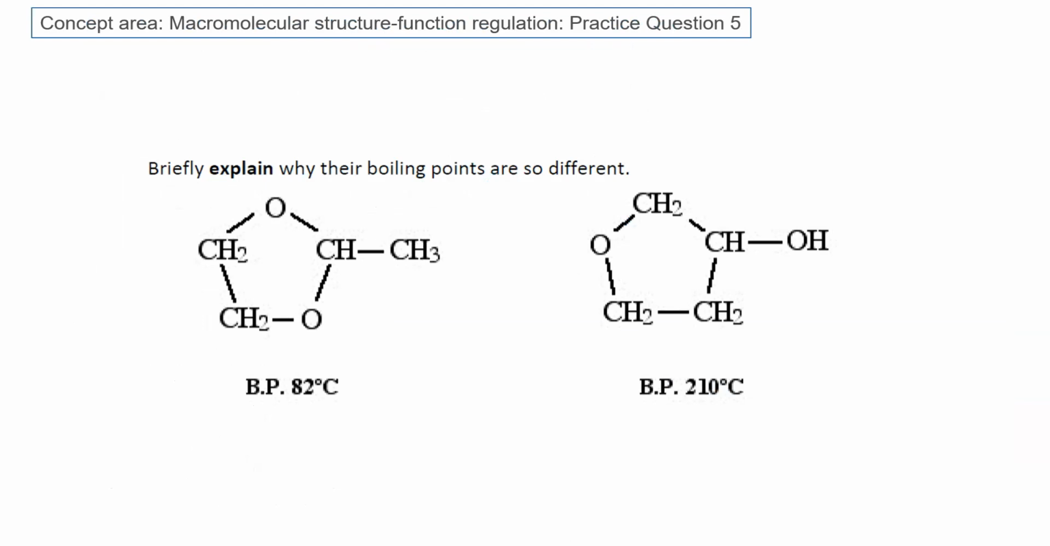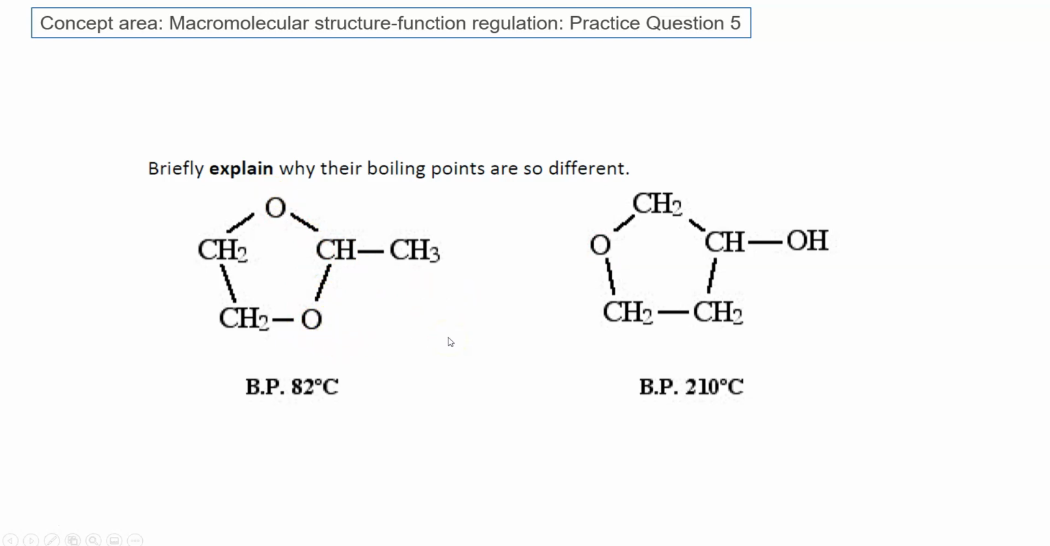Okay, so the next question wants to know about why the boiling points are so different. So hopefully you can see that you have a hydroxyl group right there, and hydroxyl groups are really great at forming hydrogen bonds with their neighbors. So we have a hydrogen bond donor here. This H is a hydrogen bond donor. This oxygen is a hydrogen bond acceptor. We have hydrogen bond acceptors over here. Here we have hydrogen bond acceptors, but no hydrogen bond donors.